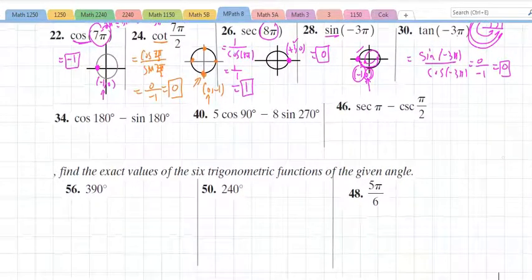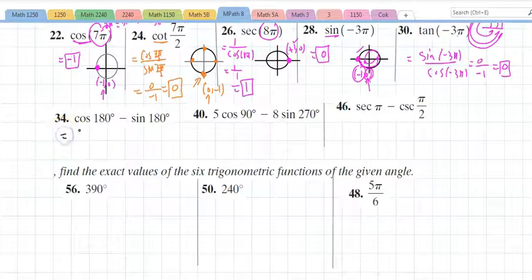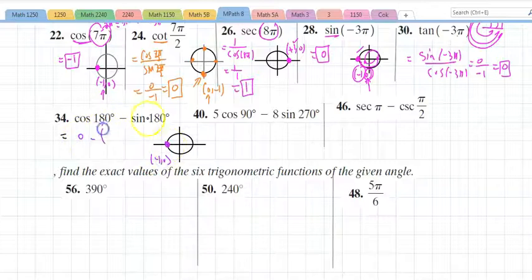And how about 180 degrees? I know exactly where that is. 180 degrees is right there. Isn't that negative 1, 0? Cosine is a 0 minus, and sine is a negative 1. 0 minus a negative 1 is 1.